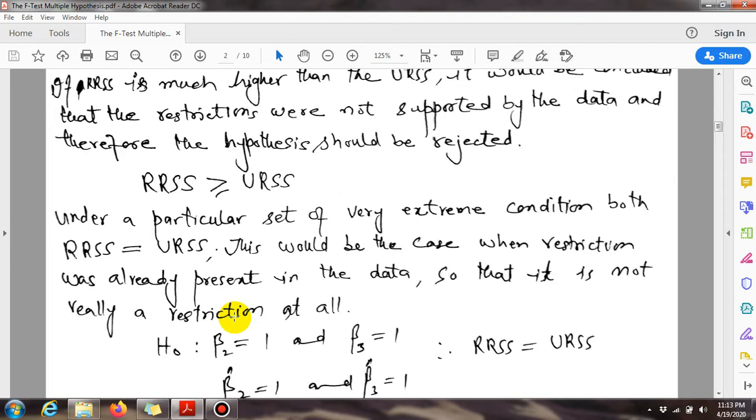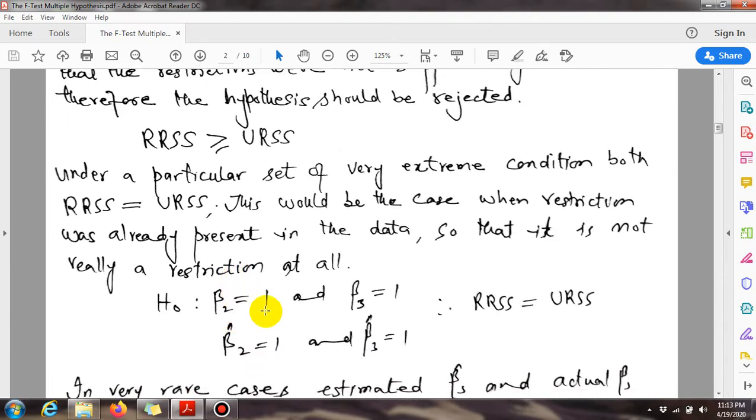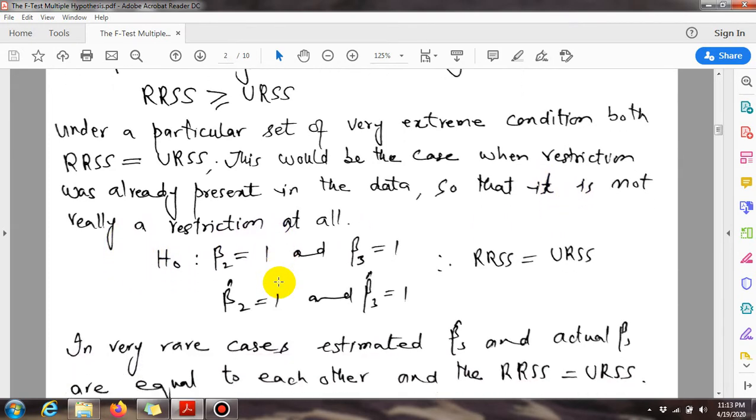So the second restriction will waive the first restriction as well. So it is not really a restriction at all. Here we have a null hypothesis for this purpose: if this condition exists, that H0: beta 2 is equal to 0, beta 2 is equal to 1, and beta 3 is equal to 1. And in this case the restricted residual sum of squares is equal to the unrestricted residual sum of squares.